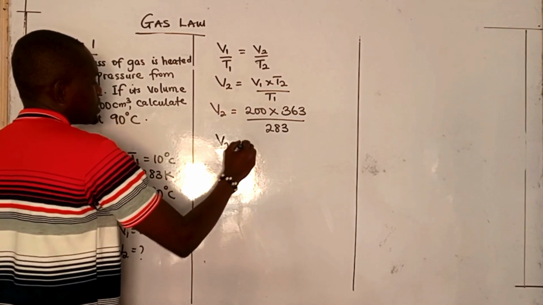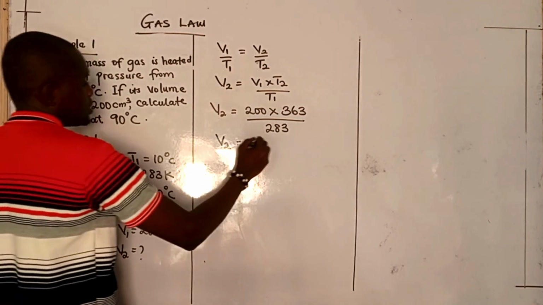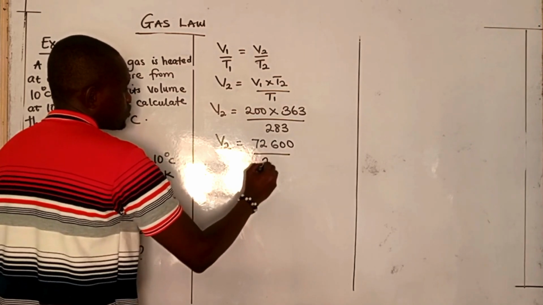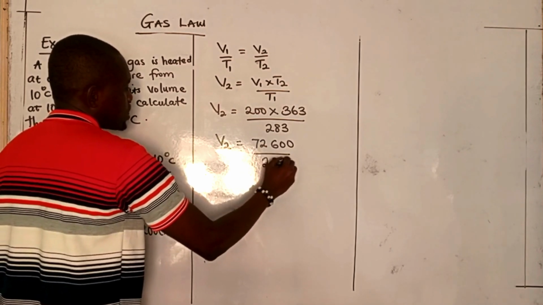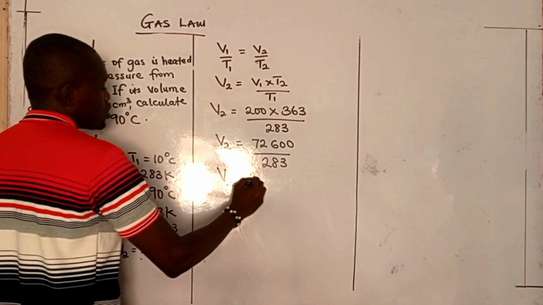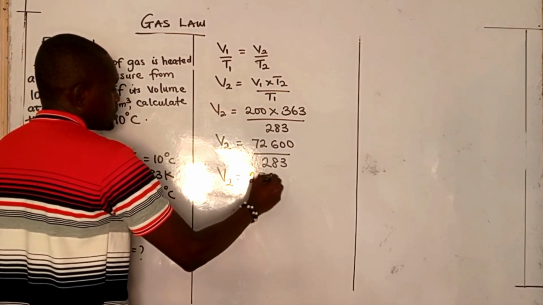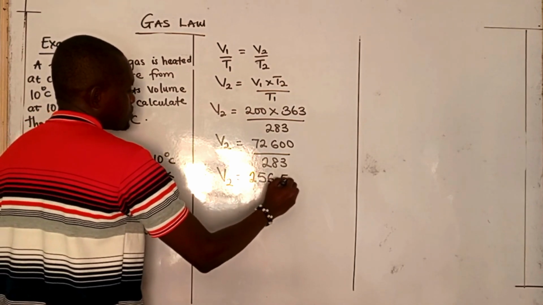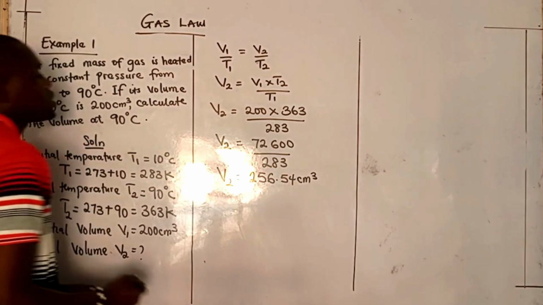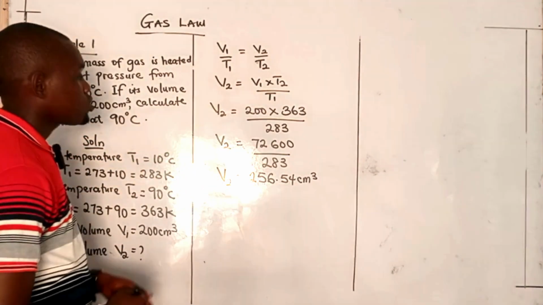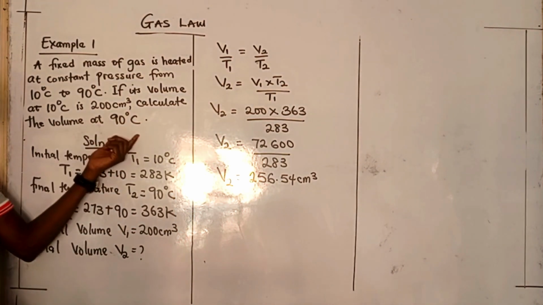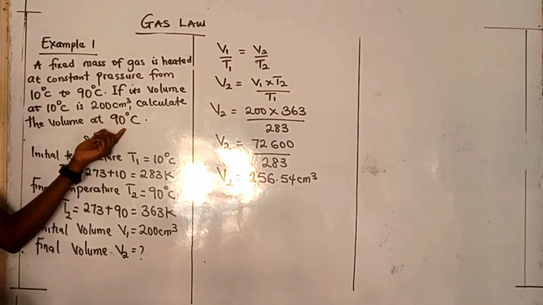Now 200 times 363 is 72,600. So if we divide it by 283, that means our V2 will give us 256.54 centimeter cube. So that is the volume at the temperature of 90 degrees Celsius.